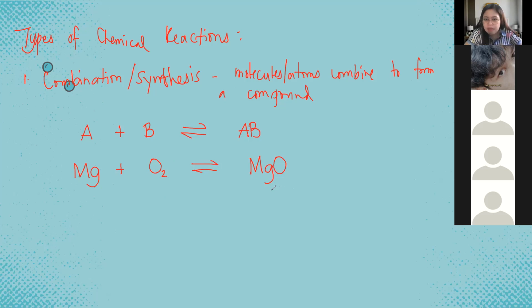Okay? But question, is this a balanced equation? Anyone? Is this a balanced equation? Magnesium plus oxygen equals magnesium oxide. So this is not a balanced equation because you have 2 oxygen sa reactant na side and you only have 1 oxygen in the product na side.